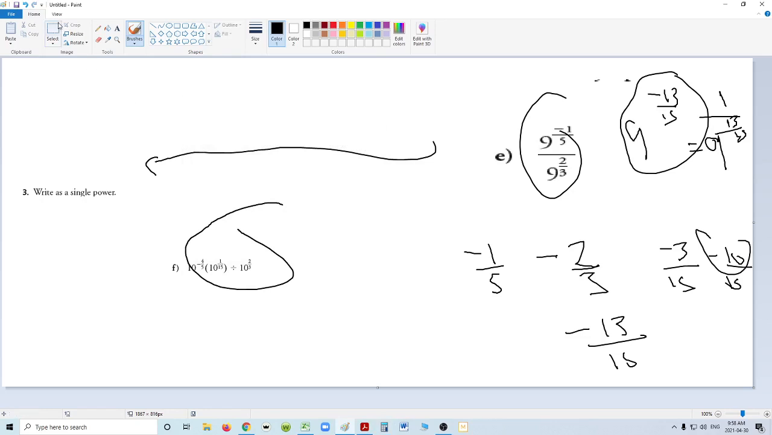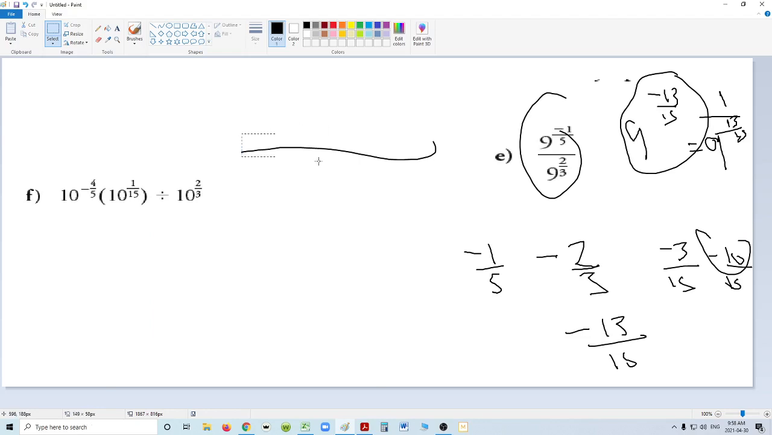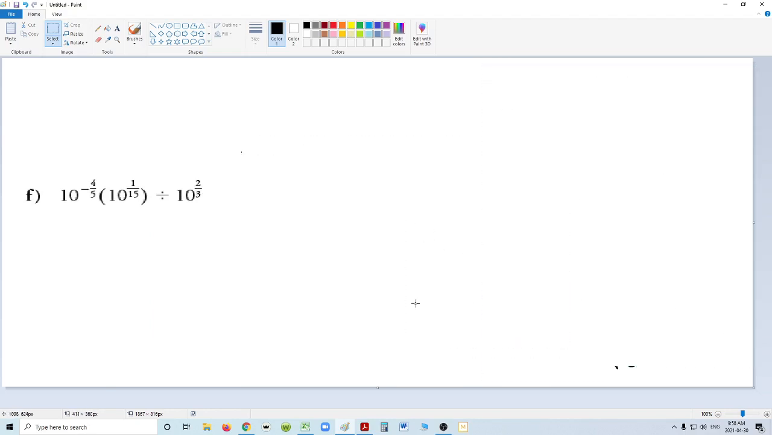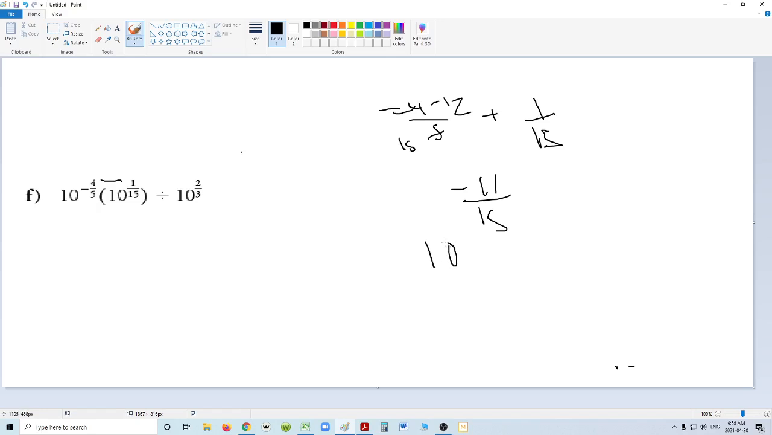And finally, this last one. Just rewrite it, or solve the first part first. So this first part, we just add their powers. So we have to add minus 4/5 plus 1/15. We have to convert this to something over 15. Multiply both by 3. Minus 12 plus 1. So you get minus 11 over 15 is the exponent at the top.